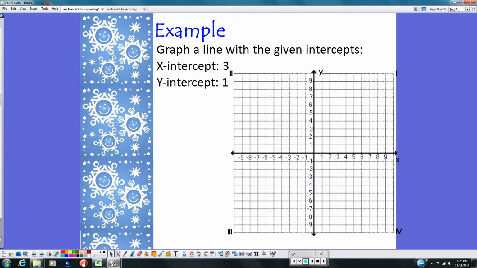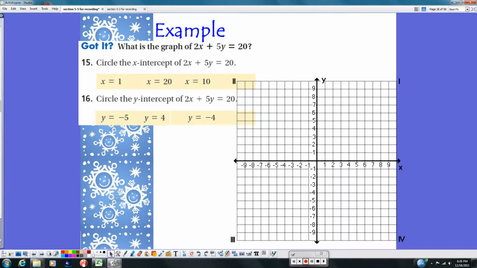Let's try another one. X-intercept of 3, y-intercept of 1. So dot on 3 on the x-axis, dot on 1 on the y-axis, and you connect your points. Now, this time we're graphing the equation 2x plus 5y equals 20. So first of all, we have to figure out the x-intercept, and then we have to figure out the y-intercept.